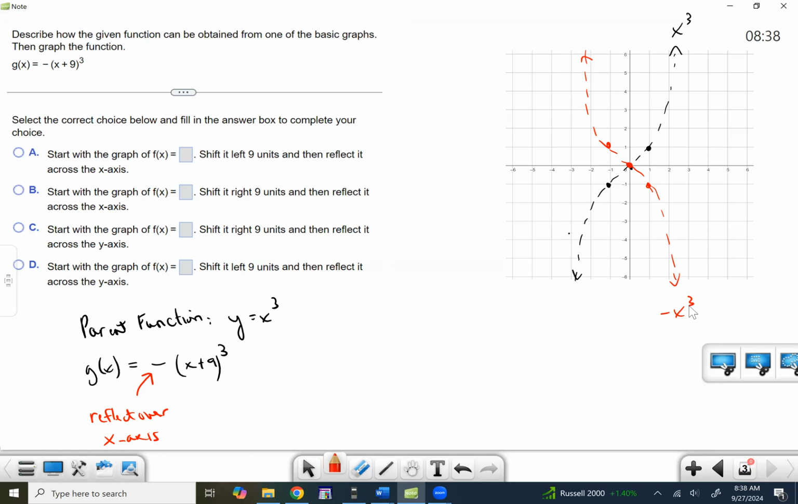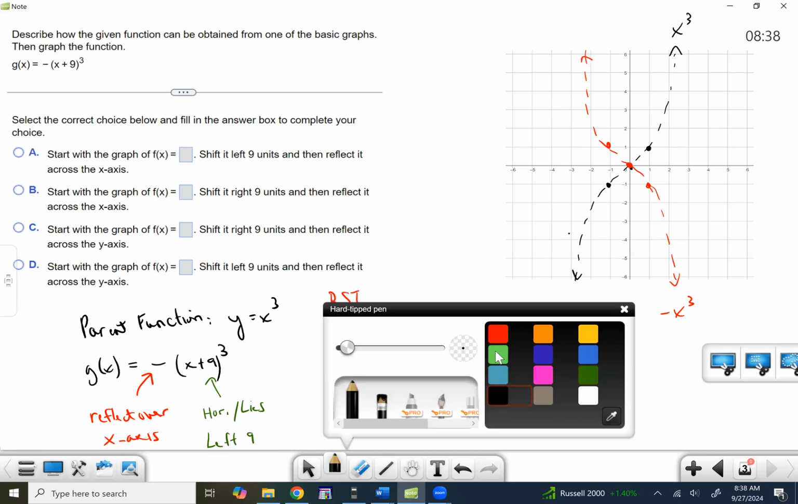Remember, I'm going in the order RST, reflect, stretch, shrink, translate. So I did the R. There are no stretches. There is a translation on this one. So we have to figure out what this plus 9 is going to do. Well, it's inside the function. That means it's going to change it horizontally. And that also means that it's lying to us, okay? It lies. So while you would think a plus 9 would mean to the right, this plus 9 is actually going to mean go left 9 spaces.